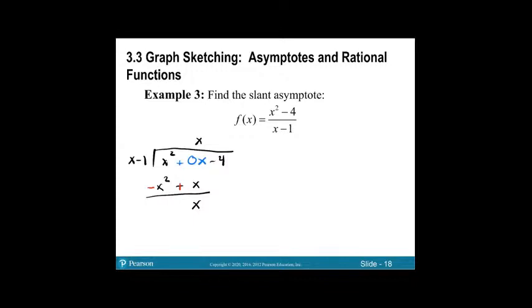Now if we say the first divided by the first again, x divided by x is 1. So we're going to say plus 1. We multiply, we're going to get x minus 1. And again, we have to distribute a negative, so this becomes negative, this becomes positive. Negative 4 plus 1 is negative 3. So the equation of our slant asymptote is going to be y equals x plus 1. That's going to be the equation of our slant asymptote.